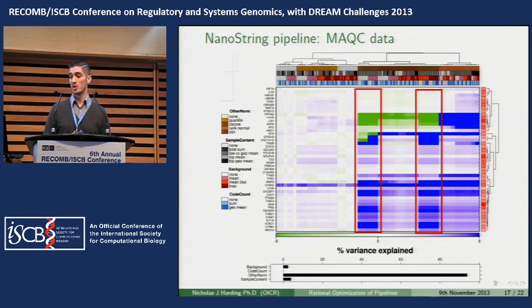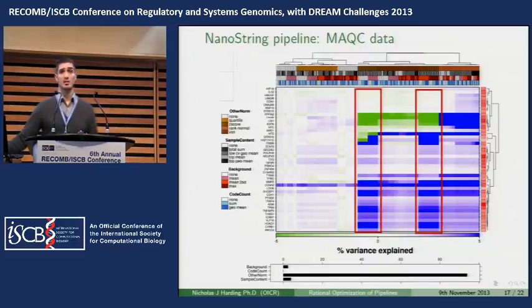And sure enough, when we apply percent variance explained, we see that the final normalization step takes the majority of the variance in the data set. So if we're looking to work on a NanoString pipeline, the first thing we should be looking at doing is paying really close attention to that final normalization step. This is what that tells us.